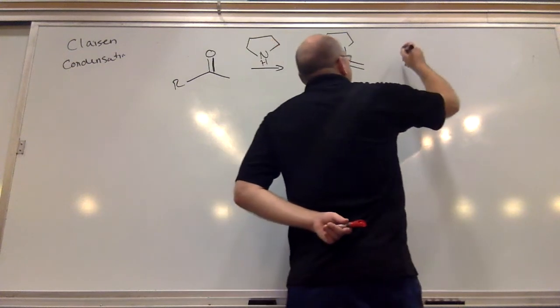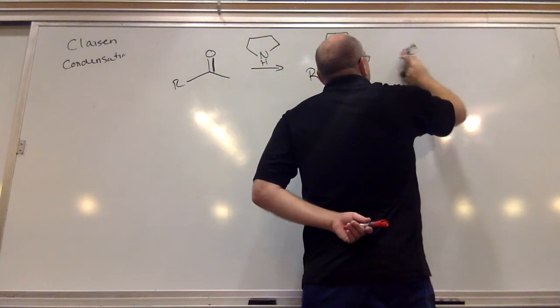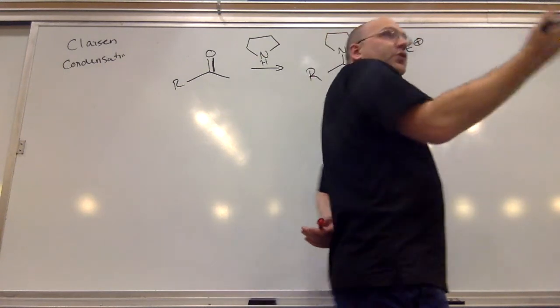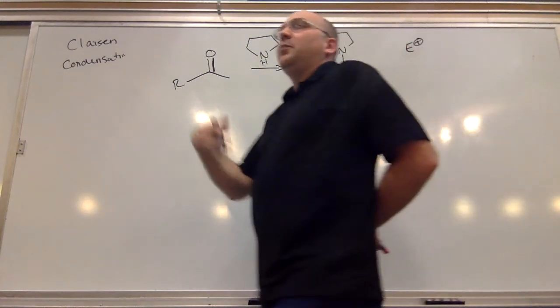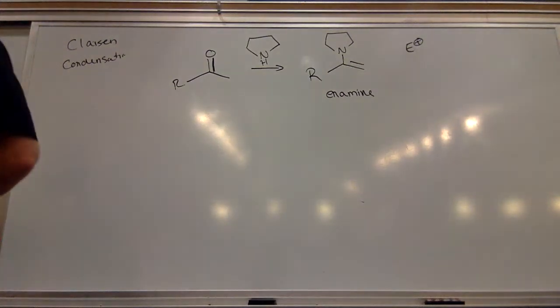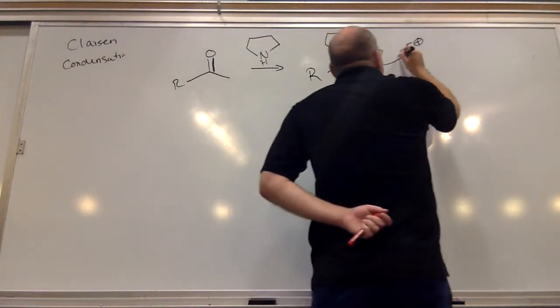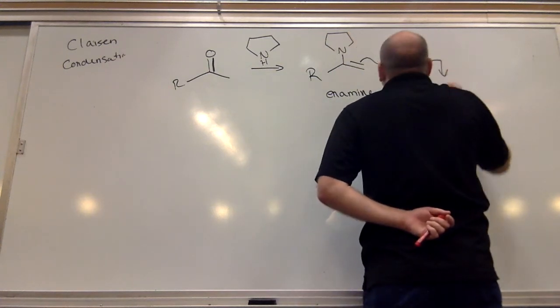So again, if you took this, I'll just say E+, some sort of electrophilic source. It could be a Michael acceptor, it could be an aldehyde, it could be an alkyl halide. What's going to happen is you're going to attack that.